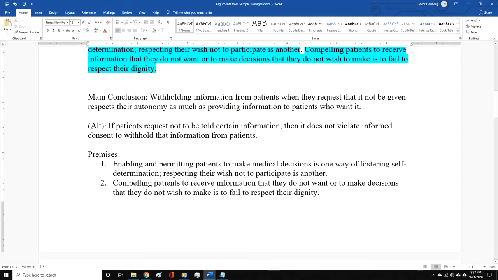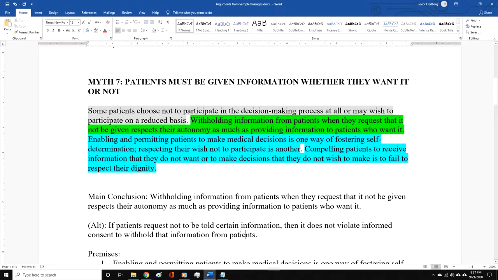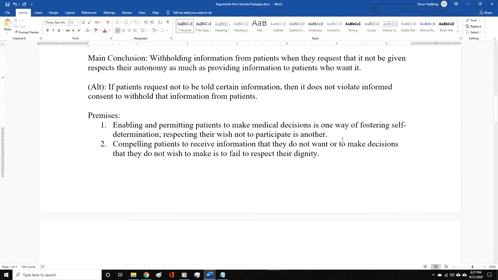So, like I said, I can imagine an argument that involves this kind of reconstruction. It's going to be a little bit more complicated, and it's probably not necessary if you were just given this one paragraph. I think that this would be equally good, if not better, way to represent the main conclusion of the passage.